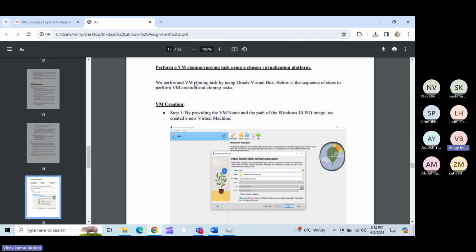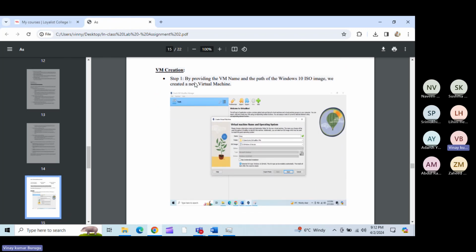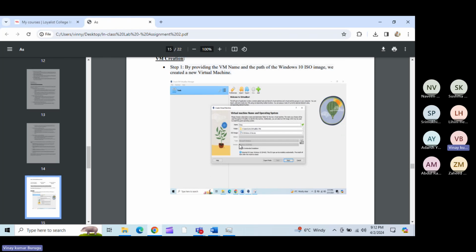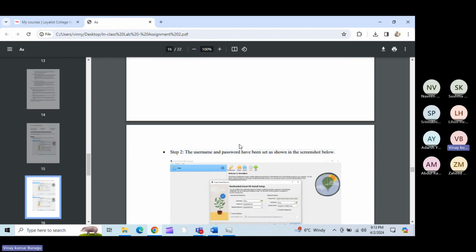So in the first step, we are creating the new virtual machine. We have given the virtual machine name, and here we are selecting the ISO image as a Windows 10 file. So we are going to install the Windows 10 operating system on this particular virtual machine. Once it is done, we click on next and proceed to the next step.